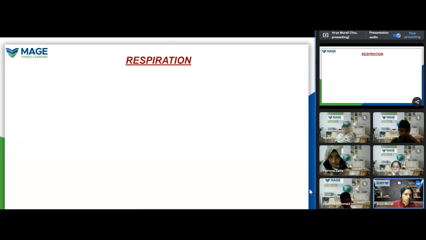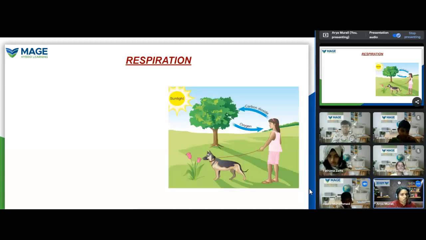So next is respiration. What is respiration? To breathe in underwater. Yes, they take in oxygen or breathe in air. That process is called respiration, and this is the case in plants and animals.